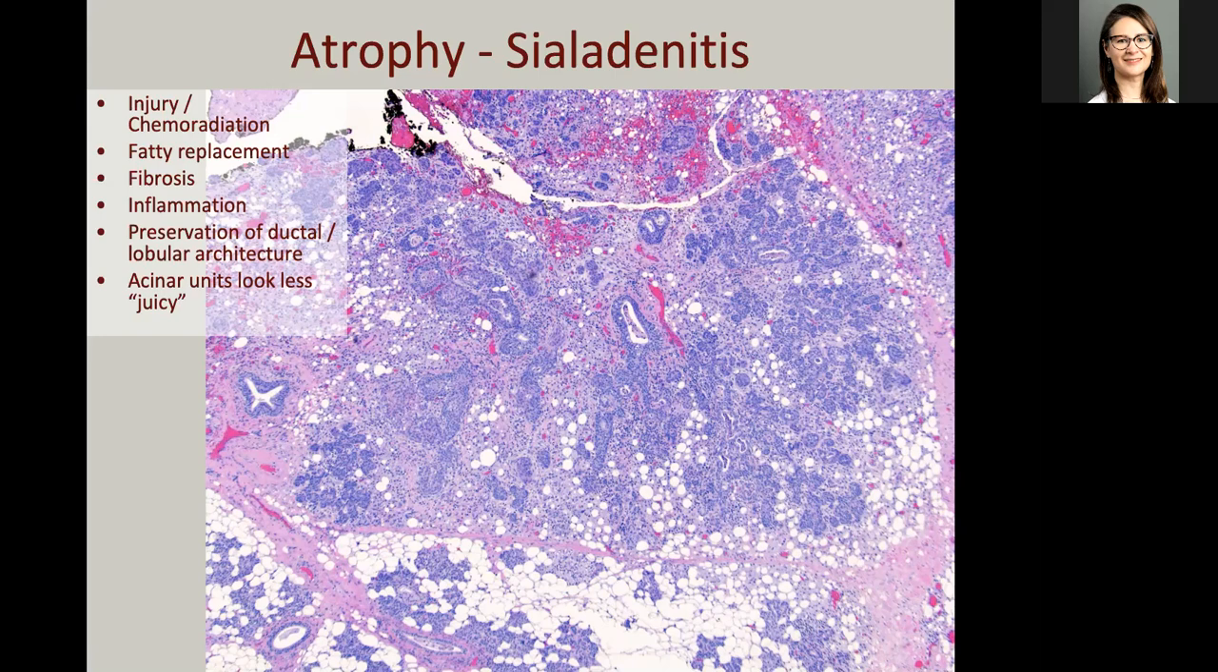So atrophy of salivary gland looks, as you can see on the bottom, like fatty replacement of the gland and relative shrinking of the acinar functional units. You can also get intervening pink fibrosis. But as you can appreciate, your ductal lobular architecture is retained. So you still have this central duct, you still have these peripherally located acini, and they retain this tree branch-like pattern. But essentially, the acini look, as I would say, less juicy, right? They look kind of sad and shrunken.